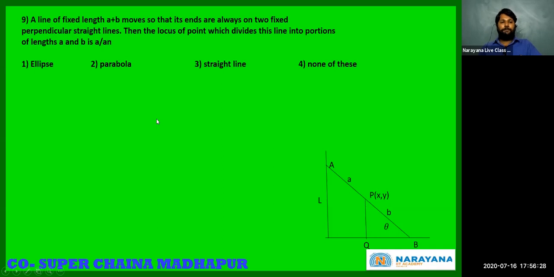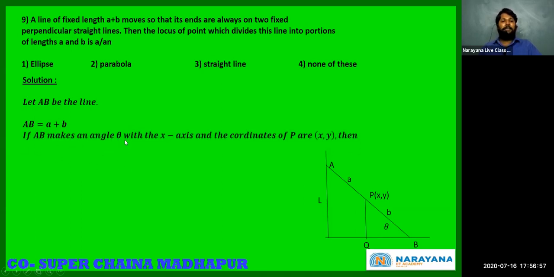All right, so observe this diagram very carefully. Generally, whatever be the position of this line, let us take the angle that it subtends with x-axis to be theta. Yes, so now what we need to do is we need to somehow find X and Y in terms of theta and AB. Yes, because then if I can eliminate theta, I will have my locus. Okay, so observe this carefully. Let AB be the line, then we know AB is equal to A plus B.